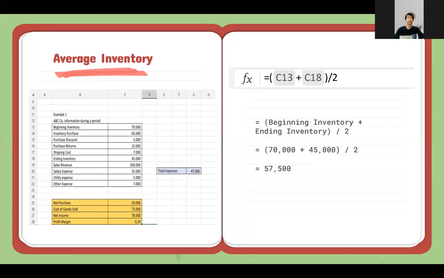For the average inventory, we need to calculate the beginning inventory plus ending inventory divided by 2. So as you can see, the beginning inventory is 70,000 plus 45,000 divided by 2, and we found 57,500.